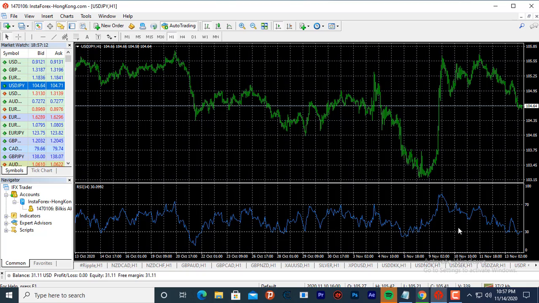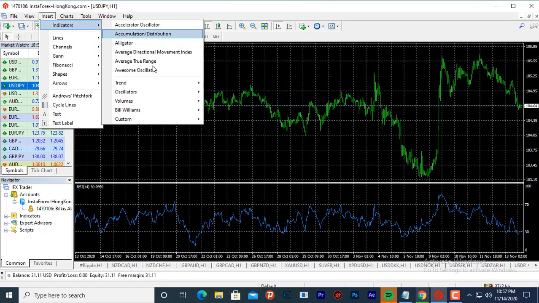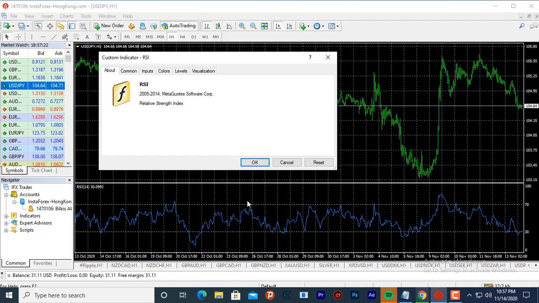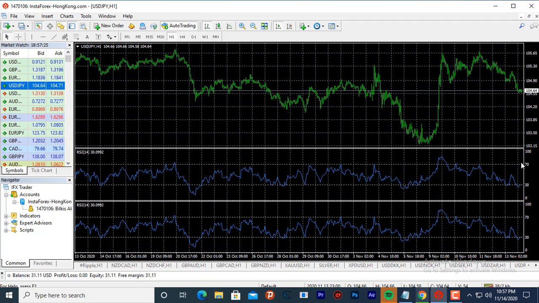RSI divergence signal. RSI divergence is the last signal we will discuss. As with some other indicators, such as MACD and stochastics, the relative strength index indicator can diverge from the overall price action, which can provide clues into potential reversals in the market.